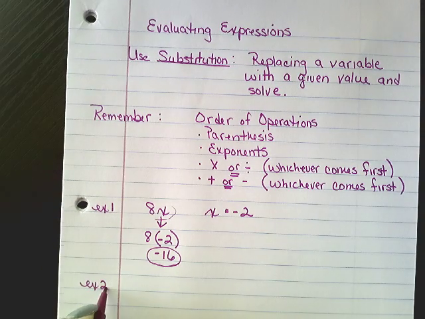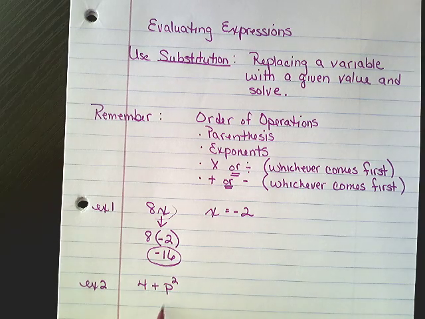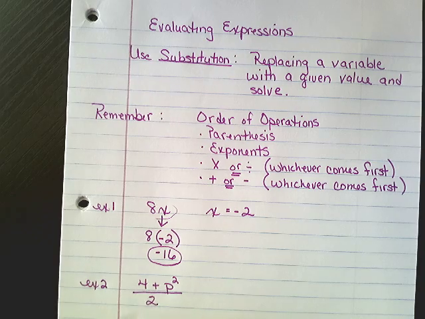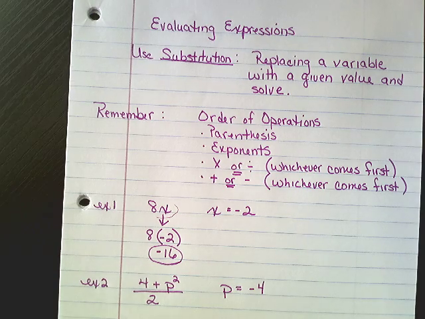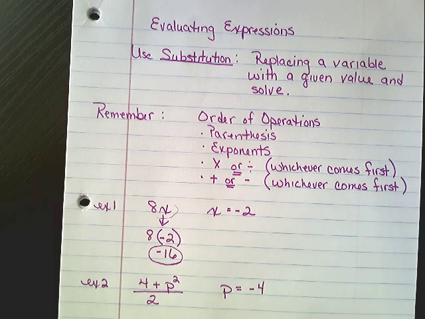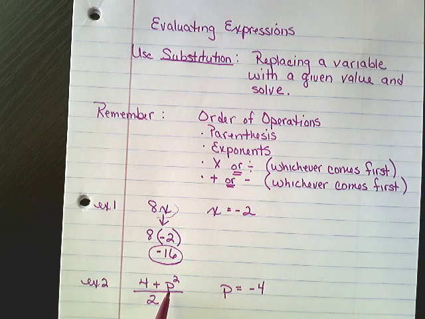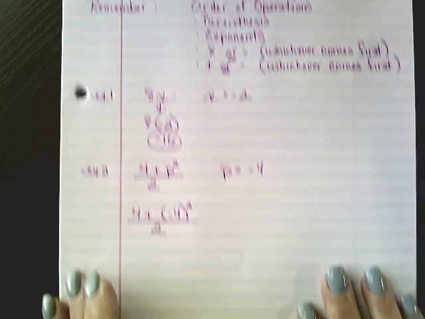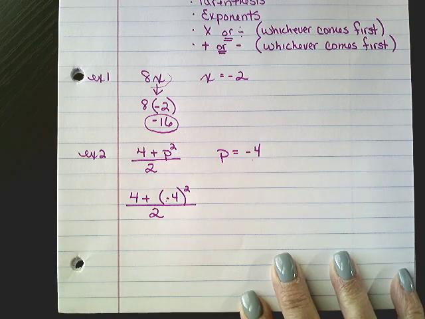Okay, example 2, we've got 4 plus p to the second power over 2. And p is equal to -4. So I'm going to substitute it. So 4 plus -4 raised to the second power over 2. So I took the p out of the expression, and I substituted in -4. Okay, so I took p out and put the -4 in its place.